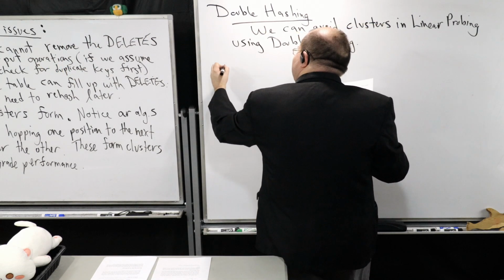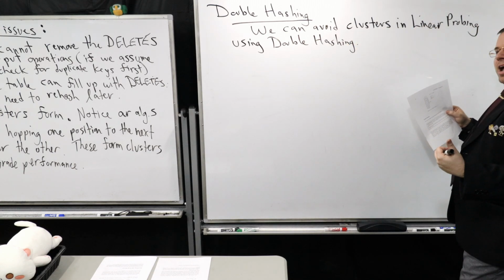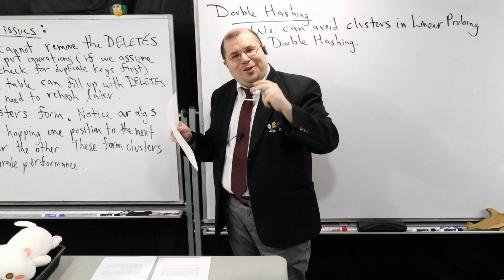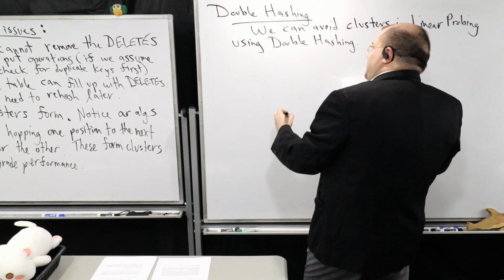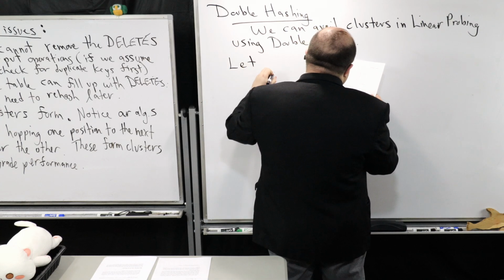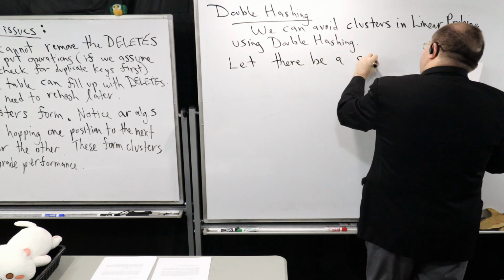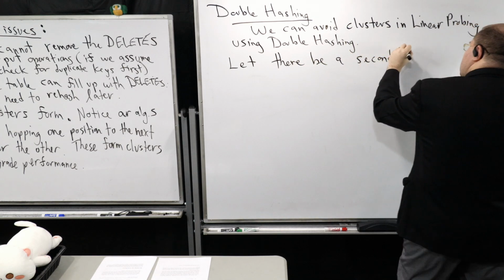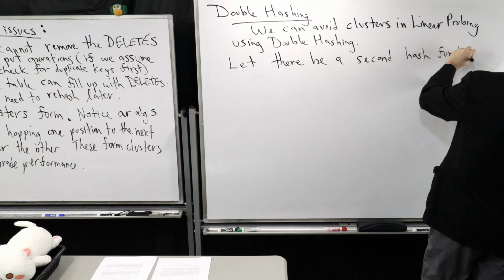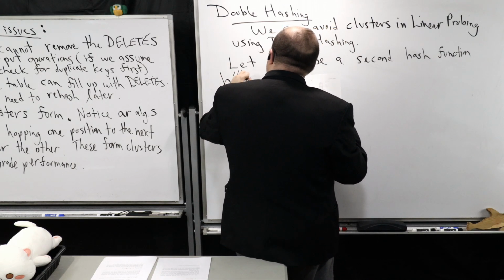You know how we have one hash function, right? So double hashing, as the name suggests, instead of just having one hash function, we're going to have two of them. So here's the idea. Let there be a second hash function, and I'm going to call this one h prime of k.